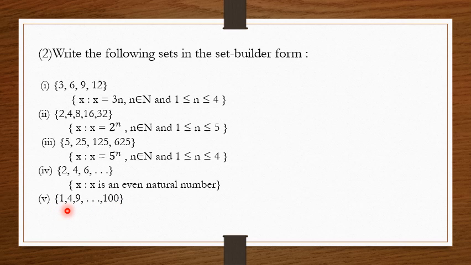Next, 1, 4, 9, etc., 100. What is the common feature of these numbers? 1 square, 2 square is 4, 3 square is 9, up to 10 square is 100. So we can write in set builder form like this: the set of x such that x equals n square, n is a natural number and the value of n can be 1, 2, 3, etc., up to 10. So n lies between 1 and 10.